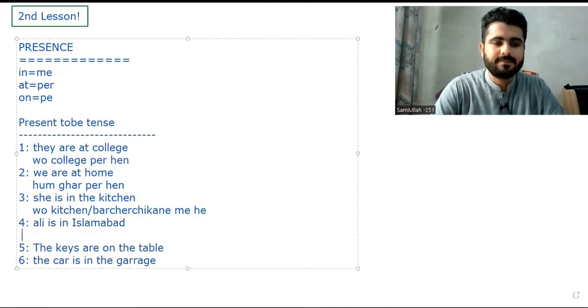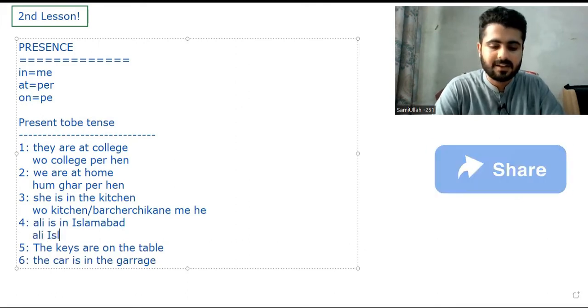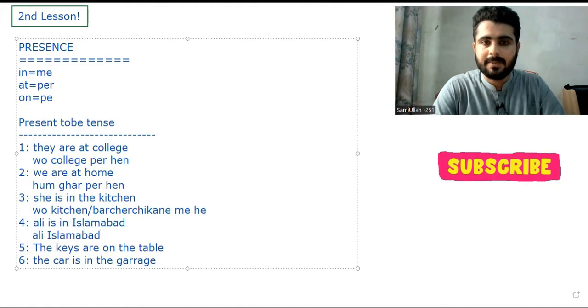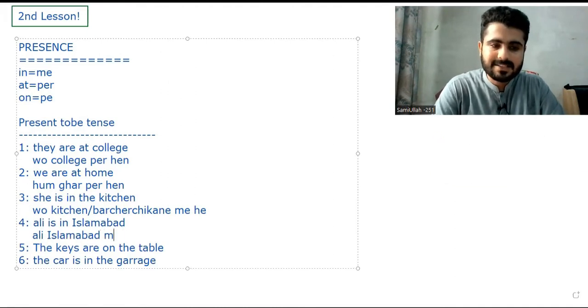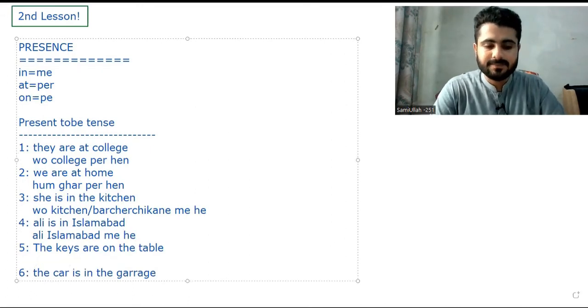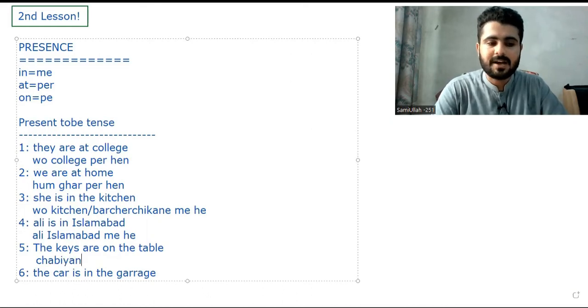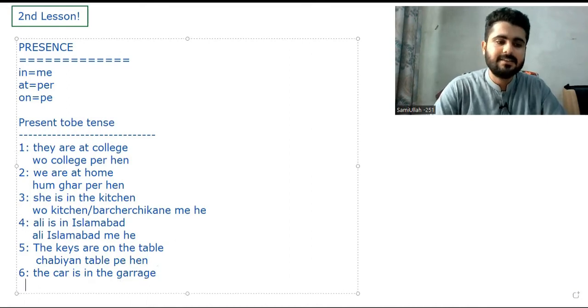Let's do the fourth one. Ali is in Islamabad. Ali is the subject. Keep Ali first. Reverse the sentence. Islamabad. Islamabad is the capital of Pakistan. In means mein, is means hai. Ali Islamabad mein hai. The keys are on the table. Now remove the word the. We are talking about keys, so keys are the subject here. Single key in Urdu is chabi. Multiple is chabiyan. So chabiyan. Reverse the sentence. Table. On means pe. Are means hai. Chabiyan table pe hain.